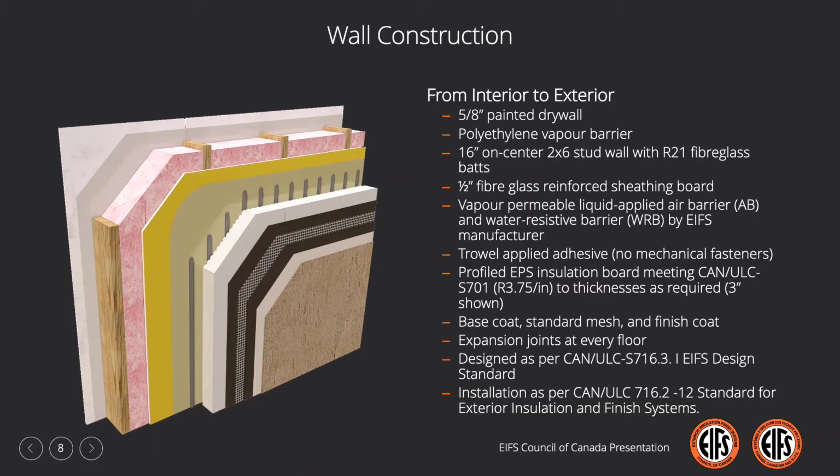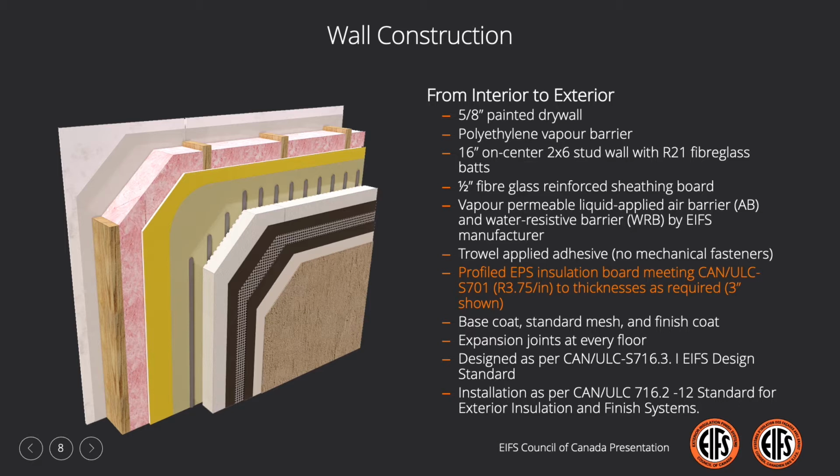Turning first to the wall construction for our EIFS wall assembly, we have standard wood frame construction inboard of the EIFS. Looking at the EIFS components themselves, we have a vapor permeable, fluid applied air and moisture barrier, trowel applied adhesive, no mechanical fasteners used, a profiled expanded polystyrene insulation, that is a grooved insulation board, a base coat, standard mesh, and the finish coat. Expansion joints were incorporated at each floor line.